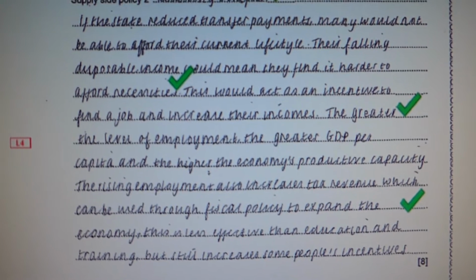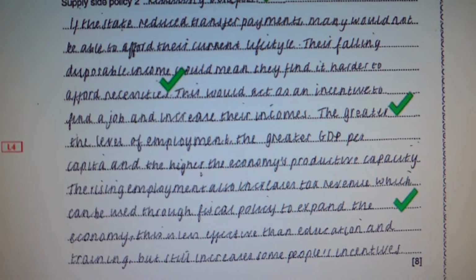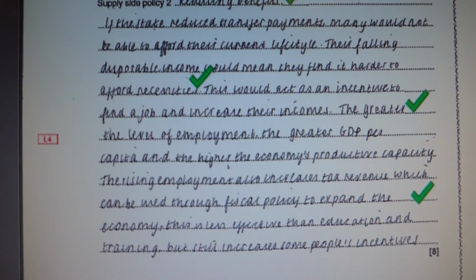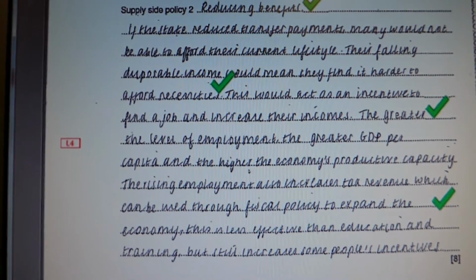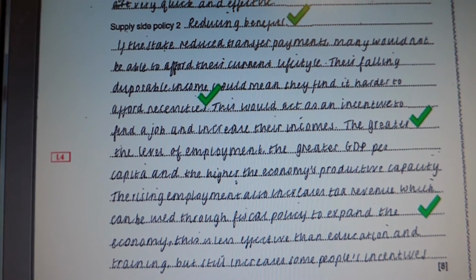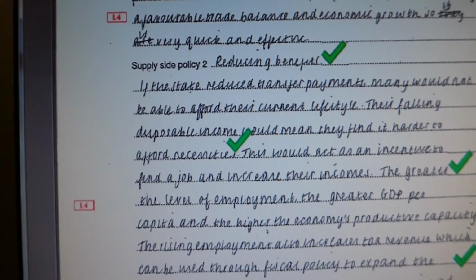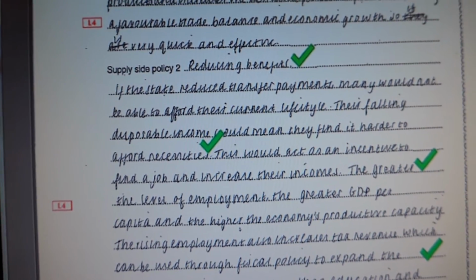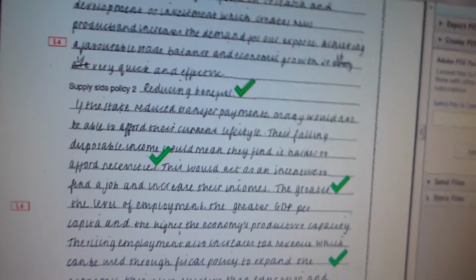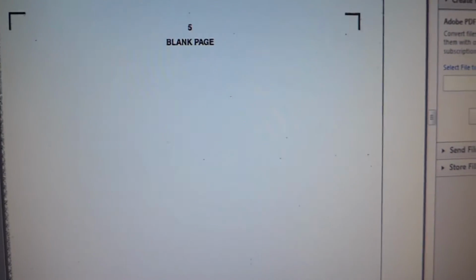The greater the level of employment, the greater GDP per capita, and the higher the economy's productive capacity. The rise in employment also increases tax revenue, which can be used through fiscal policy to expand the economy. This is less effective than education and training, but still increases some people's incentives. And again, you can see the L4s here in the margins. This is indicative that the candidate has discussed, and so this candidate got 8 out of 8 on this particular question. Moving on, question 2.